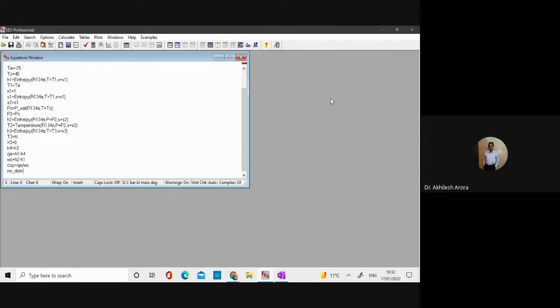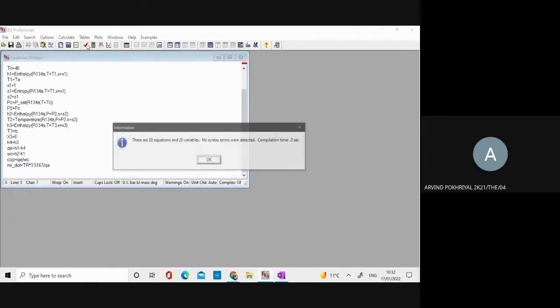Do you remember the equation? Mass of refrigeration multiplied by 3.5167. So what will be the unit of this quantity? Kilowatt. Divided by, what should I write? Specific refrigeration effect. So I will be getting the value in kg per second.